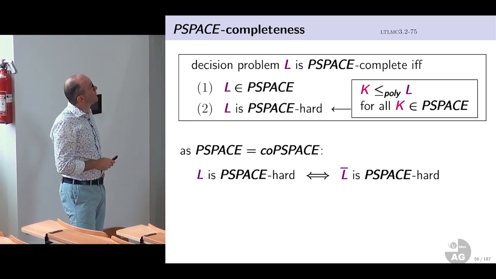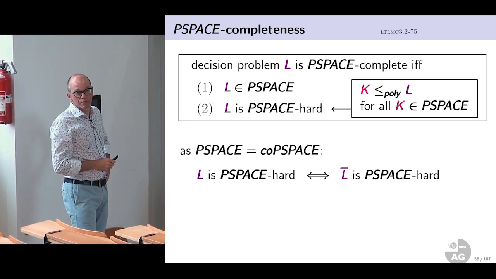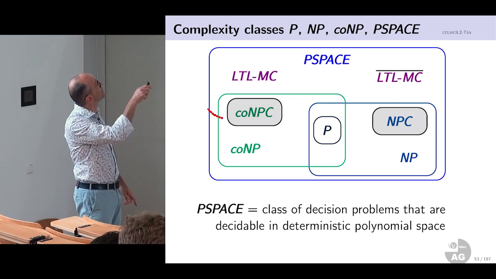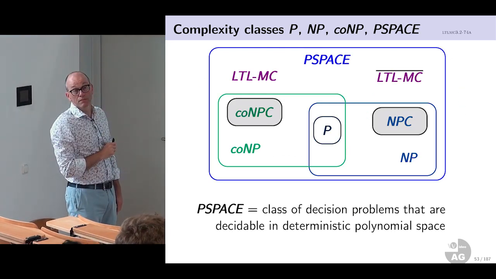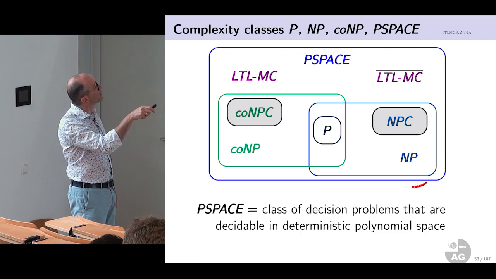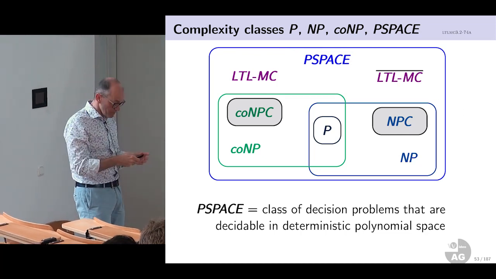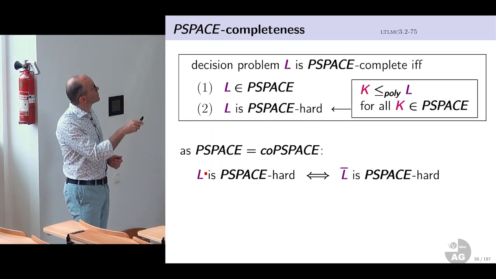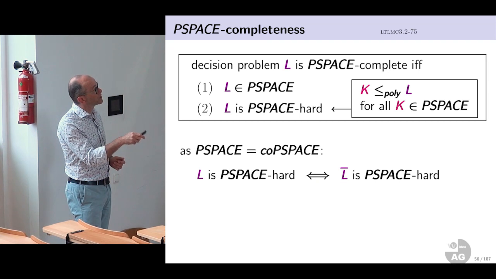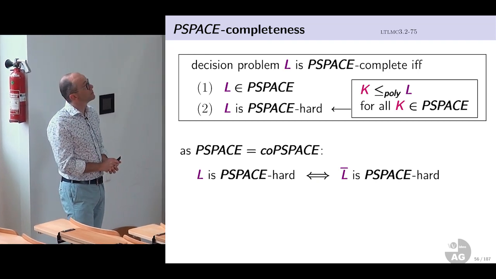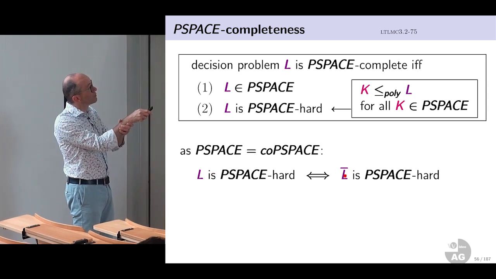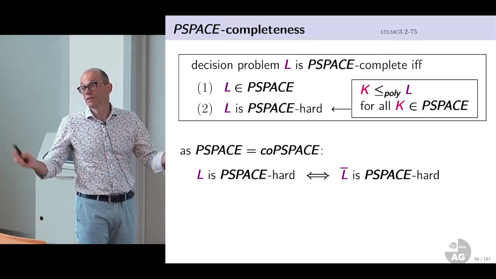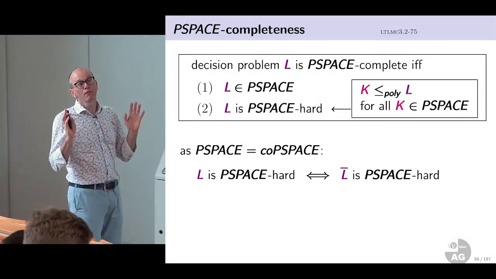Good. As PSPACE is co-PSPACE, remember the complement of this whole thing. So if you would take this picture and you would take co-PSPACE, this is exactly the same blue box. Yeah? So it's different from the green and this inner NP box. It's the same. And that means that we can also show the following. L is PSPACE hard if and only if the complement of L is PSPACE hard. Yeah? Because we know that if L is PSPACE hard, its complement is co-PSPACE hard, but because co-PSPACE is the same as PSPACE, this amounts to proving the same thing.